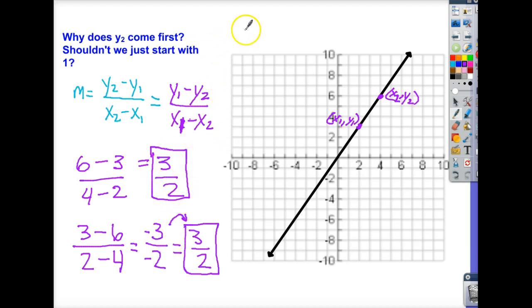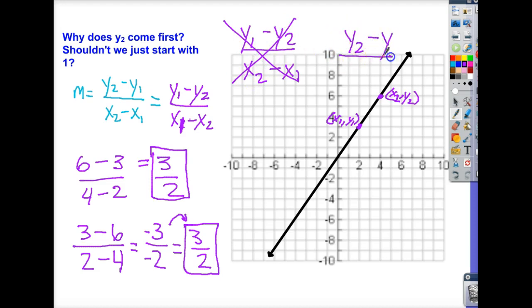What you want to avoid, you cannot do this, what I almost wrote. You cannot do that. That will mess you up. If you're starting with the 1s, you have to start with the 1s. If you're starting with the 2s, you have to start with the 2s. Same thing if you do that. You cannot flip the x's. Do not do that. That will not work. All right.